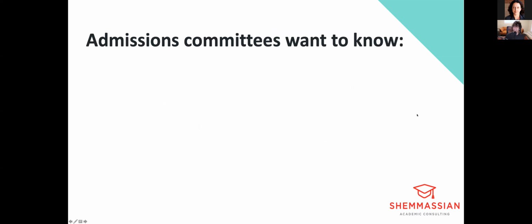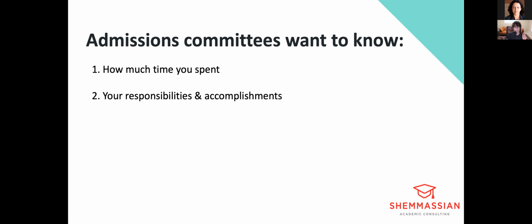All right. So, what do admissions committees want to know when they evaluate your work and activity section, or each entry? This is the 5 point formula I was talking about. Number one, how much time you spent. Okay. Your responsibilities and accomplishments, right? You can spend a lot of time but not achieve a lot, or you can spend little time and achieve a lot, right? So that really matters.